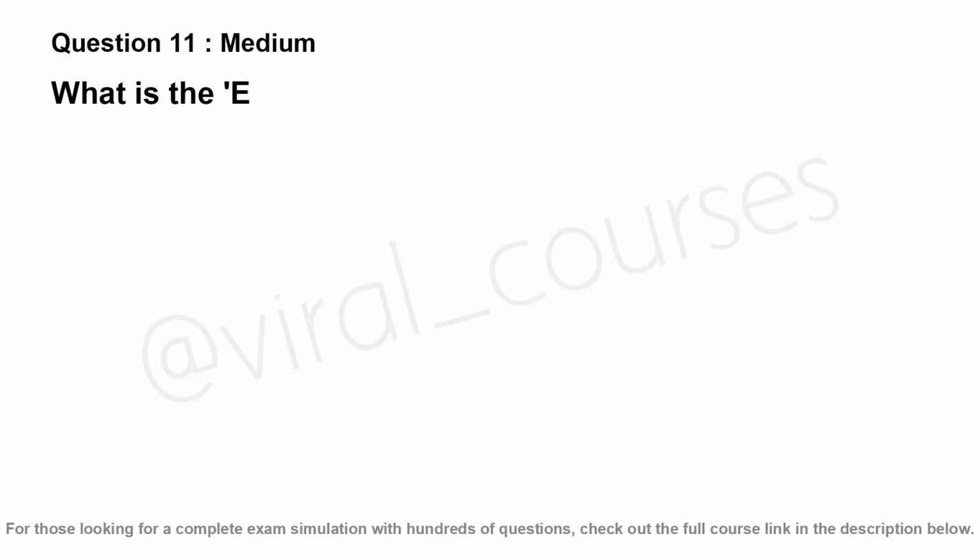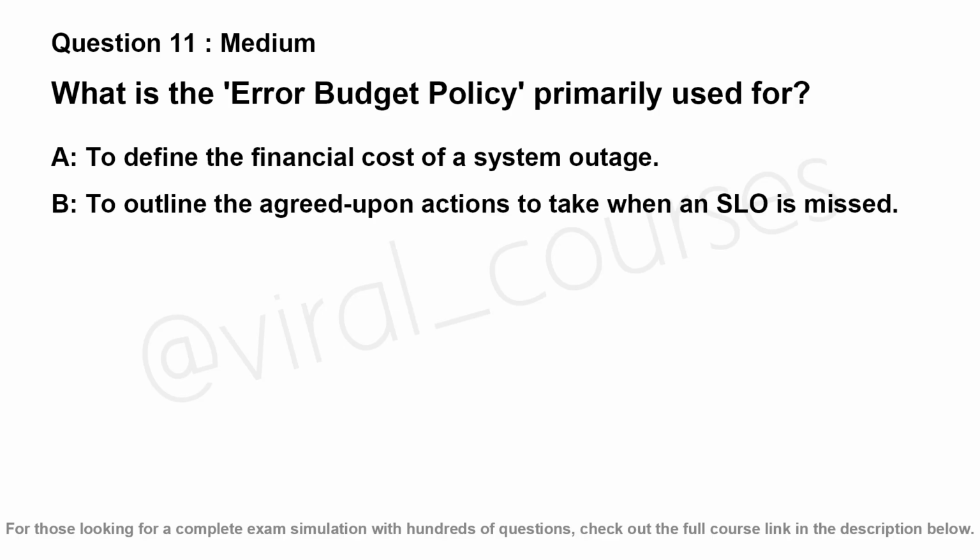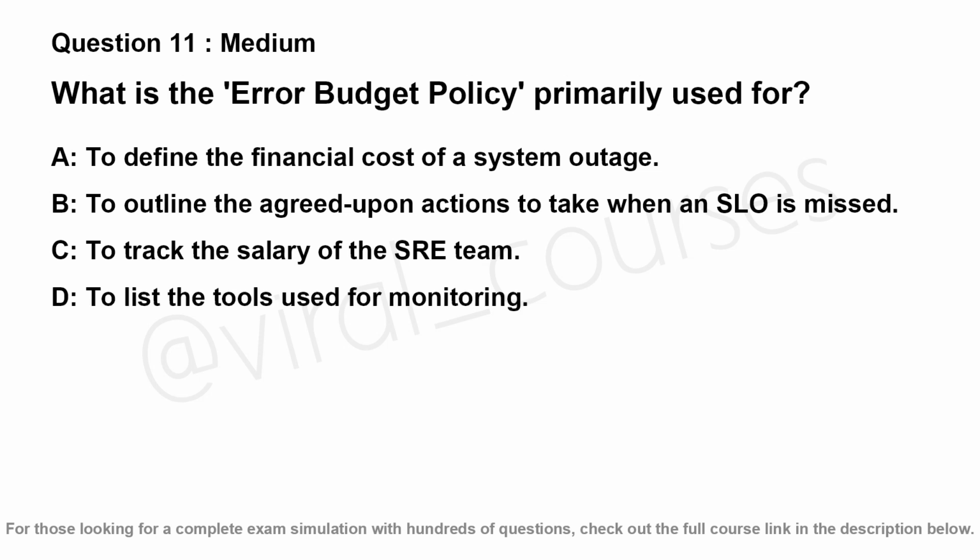What is the error budget policy primarily used for? Option A. To define the financial cost of a system outage. Option B. To outline the agreed upon actions to take when an SLO is missed. Option C. To track the salary of the SRE team. Option D. To list the tools used for monitoring.